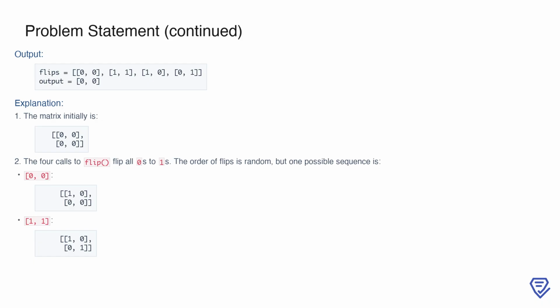Let's explore another example with a 2x2 matrix. We start by initializing the object with Solution(2, 2). Next, we call the flip method 4 times to flip all cells in the matrix. The order of the flips is random, but one possible sequence could be flipping [0, 0], [1, 1], [1, 0], and [0, 1]. Each call flips a unique 0 to 1 until the entire matrix is filled with 1s. After these 4 flips, the matrix becomes [1, 1, 1, 1]. At this point, all cells have been flipped, and no further flips are possible until a reset is performed.